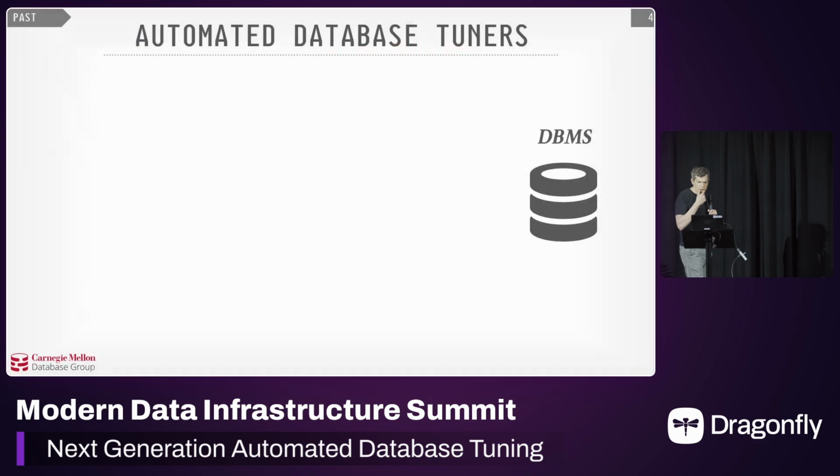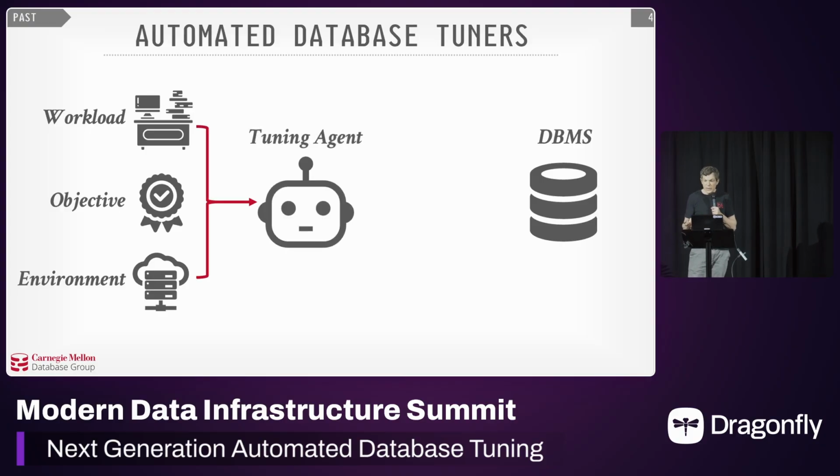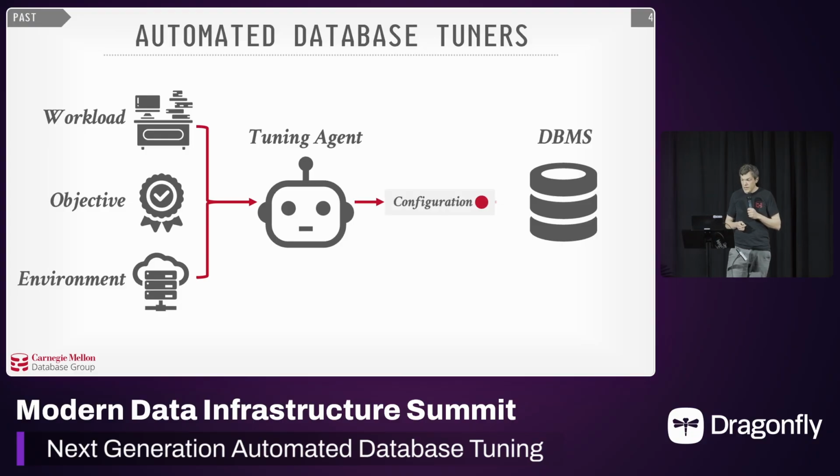All right, so the earliest database tuning tools are basically how people are building tuning tools today. So you have some input, like the workload I'm going to run, an objective function, or the thing I want to optimize for, like latency or performance or cost. And then sometimes you also have environment information, like how many CPU cores I have, how much memory I have. And then you feed that into some kind of tuning agent. I'm not defining what that is or how it's going to crunch on that data, but it's going to do something. And then it's going to generate a new configuration that you then apply to the database system.